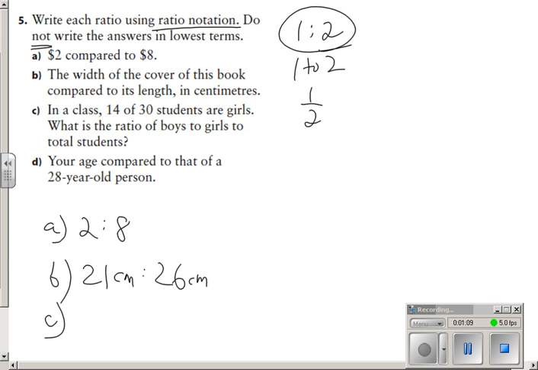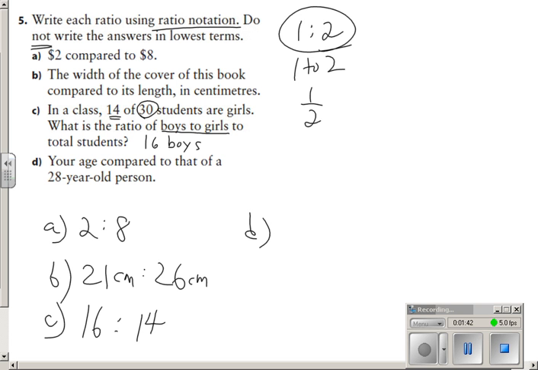In a class of 30 students, 14 of the students are girls. What is the ratio of boys to girls? Well, if there are 14 girls in the class, the assumption is there are 16 boys, because there's 30 in the class in total, right? So there has to be 16 boys. So what's the ratio of, make sure you keep the order right, boys to girls? That's 16 to 14, and I will resist the temptation of reducing it to 8 to 7, even though we all know that's what it is.